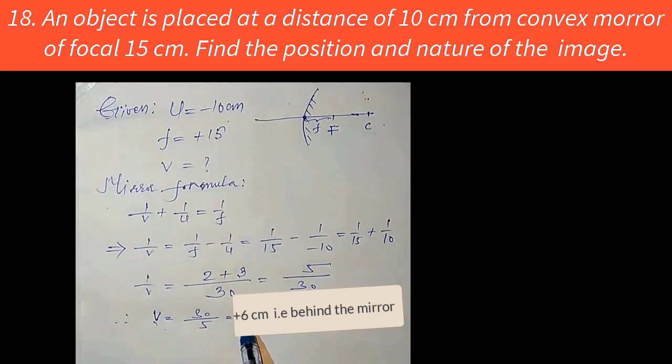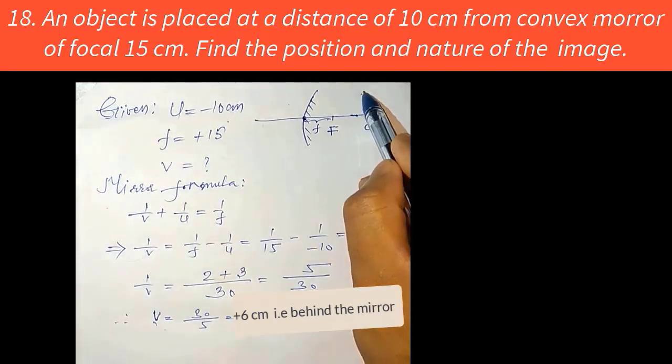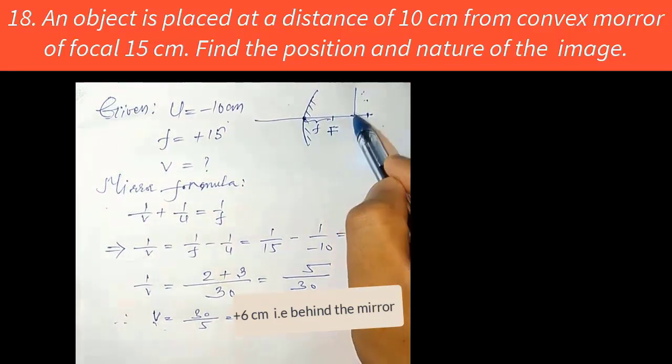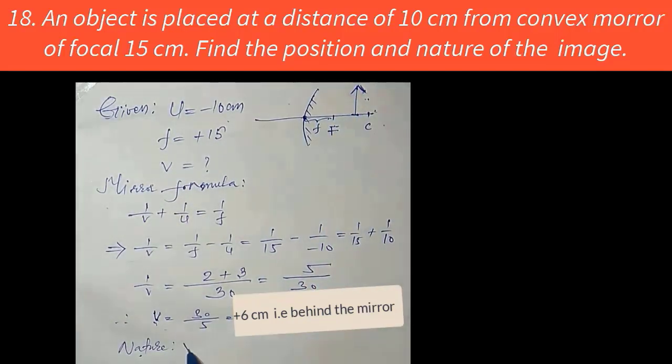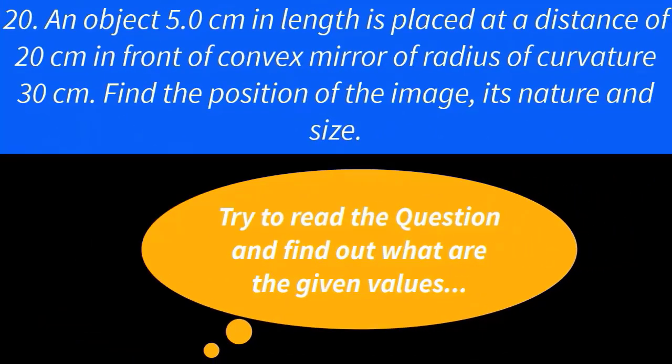Now V is plus, so that means the image is somewhere here on the right hand side, so it will be virtual, and a virtual image is always erect. Okay, these things you have to remember. Real is always inverted. So that's it. This question and the previous question are similar to question one.